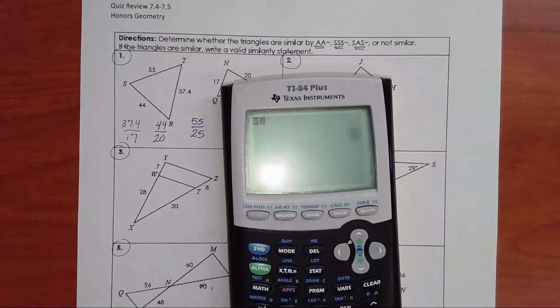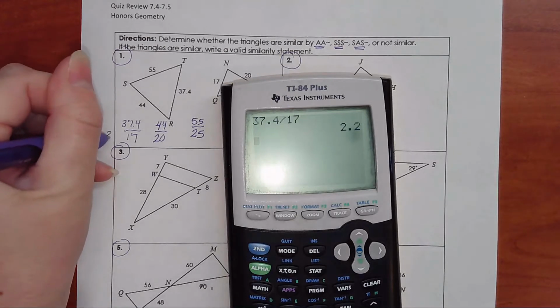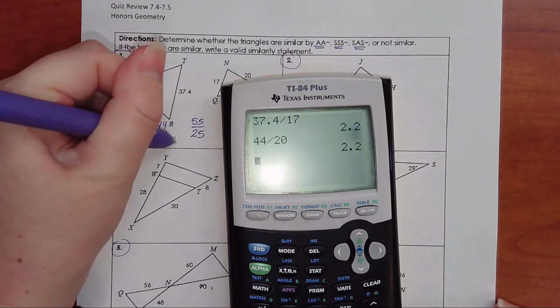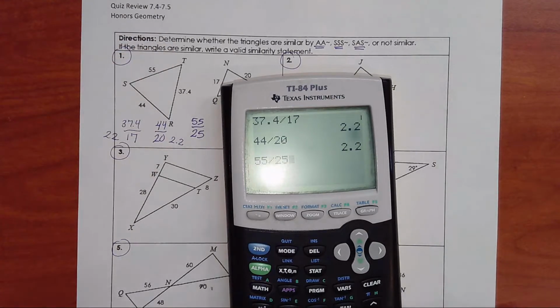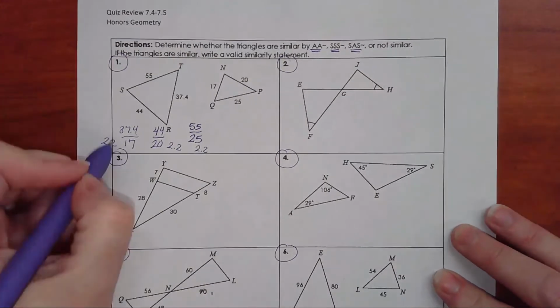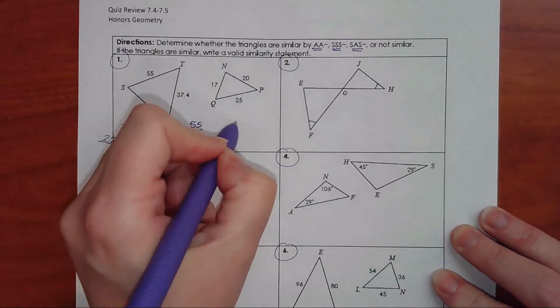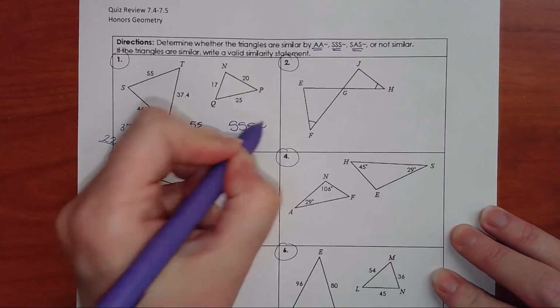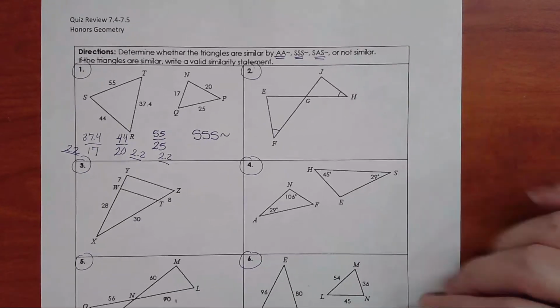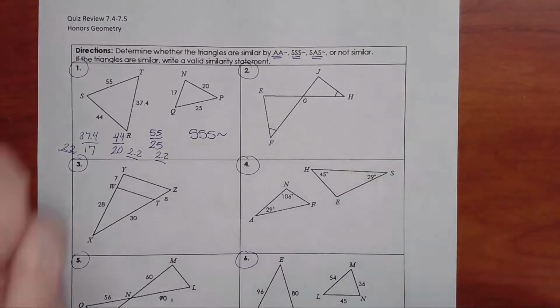So take 37.4 divided by 17, and I get 2.2. 44 divided by 20, I get 2.2. 55 divided by 25, I again get 2.2. So because they all divide out to the same thing, these are similar by side, side, side. That's it.